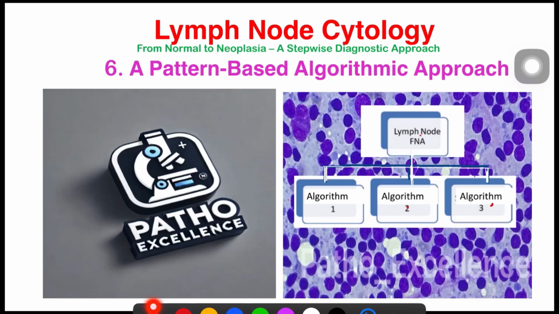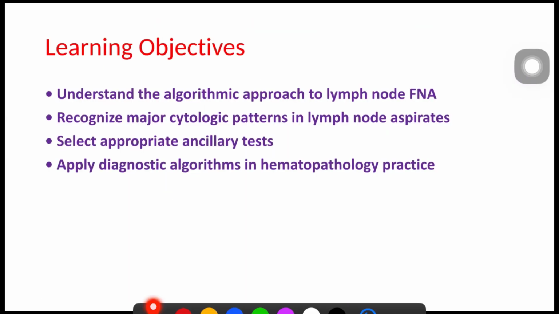This is where the algorithmic pattern-based approach becomes extremely useful, right? Instead of jumping directly to a diagnosis, this method teaches us to first identify the overall cytologic pattern at low power and then follow a structural diagnostic pathway. By doing this, lymph node aspirates can be broadly classified into three algorithms. Each of these patterns immediately narrows the differential diagnosis and helps us choose the most appropriate ancillary investigations, such as microbiology, IHC or flow cytometry.